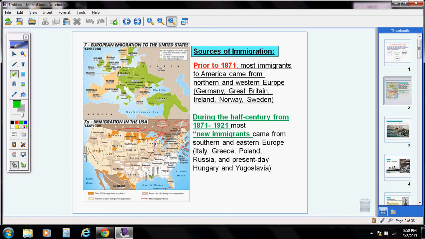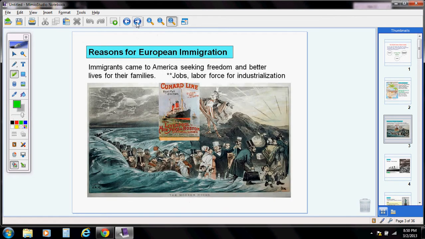So many of the new industrial cities, some of the plains starting to fill up with these new sources of people. Immigrants, of course, are coming to America seeking freedom. They're seeking better lives for their families. Of course, the jobs that are available from industrialization is very much a beckoning reason for them to come.